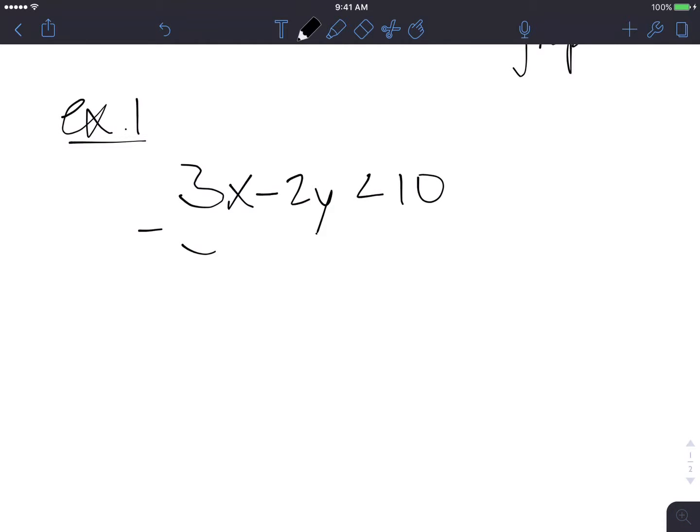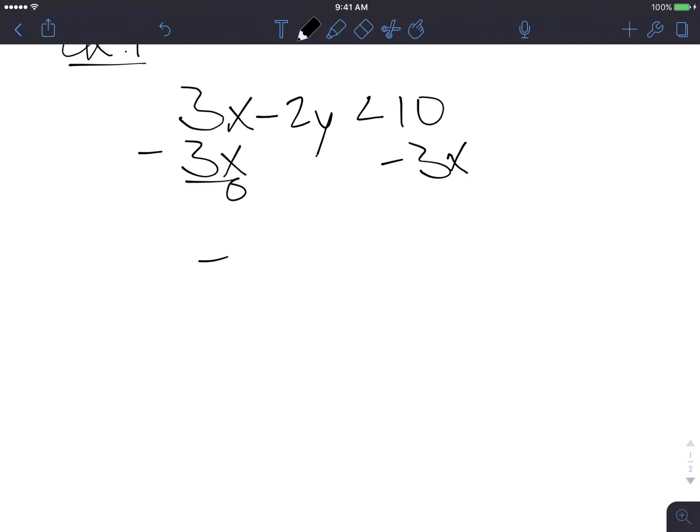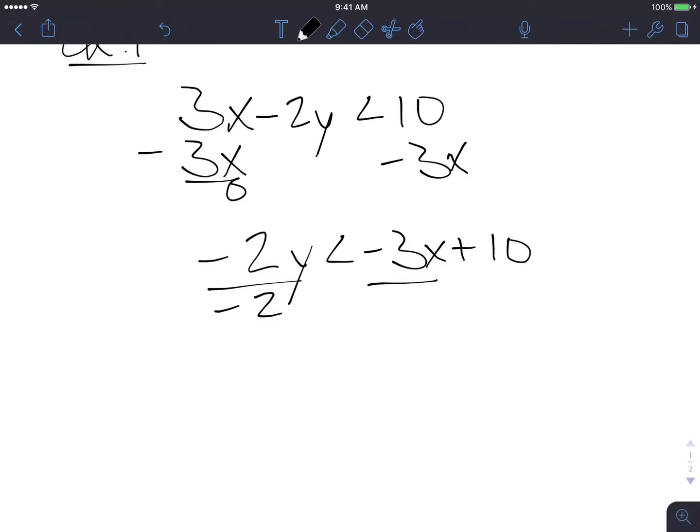We're going to subtract 3x to both sides, and you're going to get negative 2y less than negative 3x plus 10. You can't combine the negative 3x and 10 because they're different. This has an x and 10 doesn't. Now we're going to divide by negative 2 to both sides.